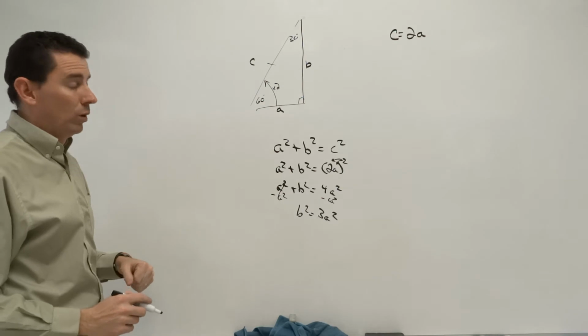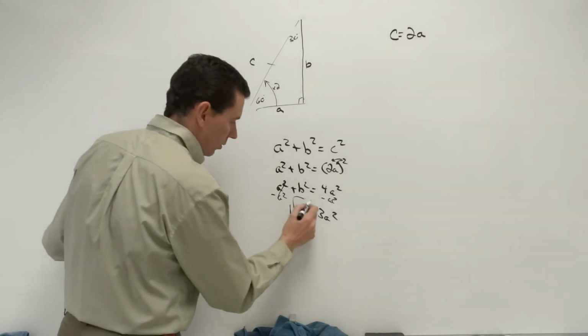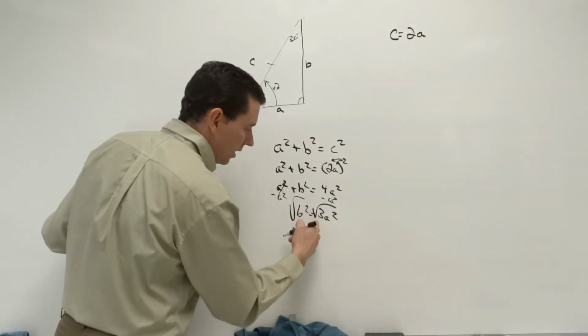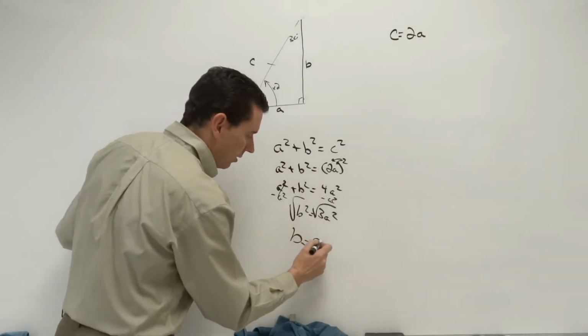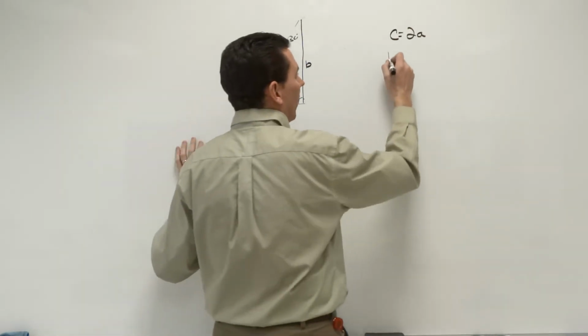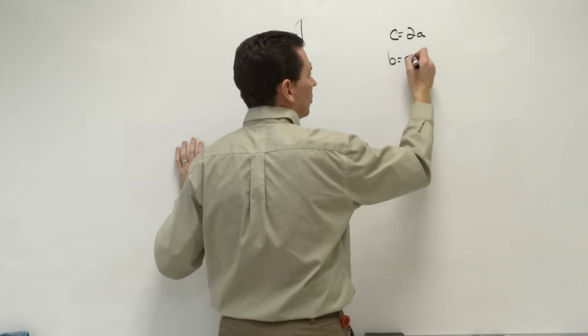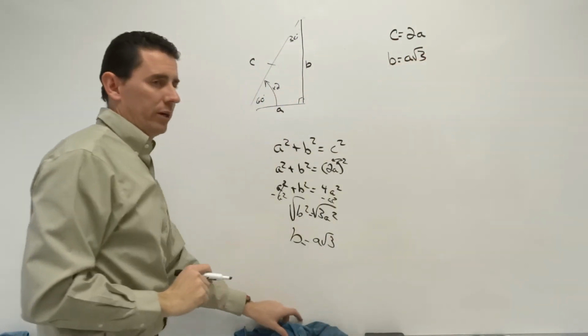And then if I said, solve this for B, just take the square root of both sides. Guess what B equals? Square root of 3, can't take it. Square root of A squared, can take it. And A pops out. So the long leg is equal to the short leg times root 3.